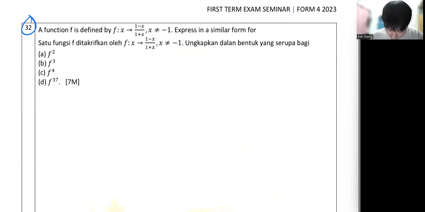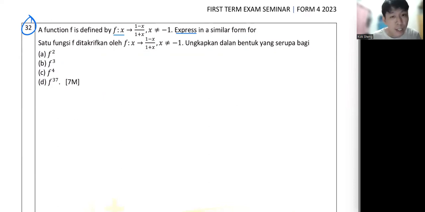Okay, 32 here. A function f defined by f(x), expressed in a similar form for a, b, c, d. Similar form just means that you have to express all these answers 1, 2, 3, 4 in the same format. All these 4 answers you have to express in the same format. Okay, so nothing special.